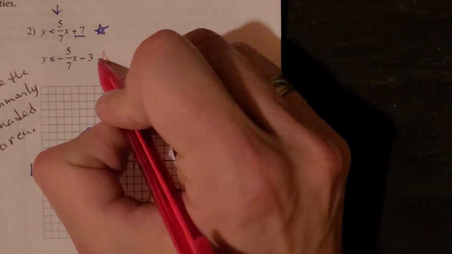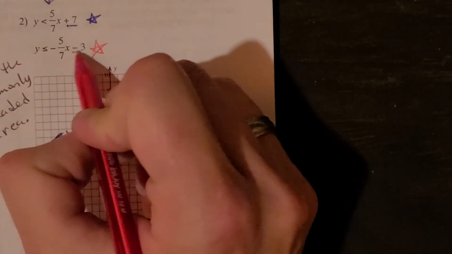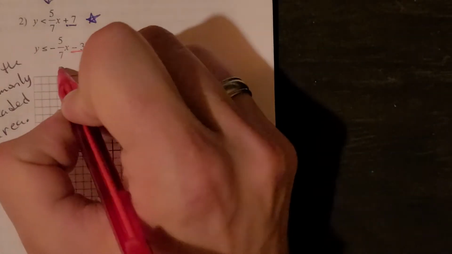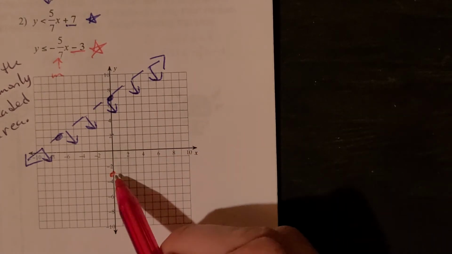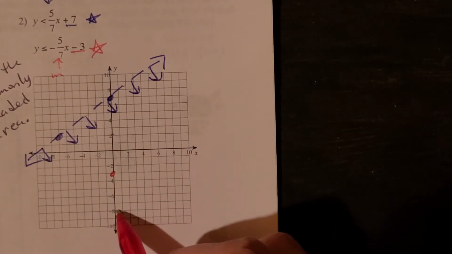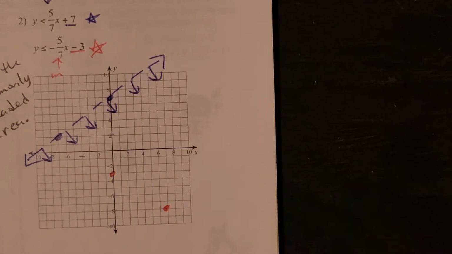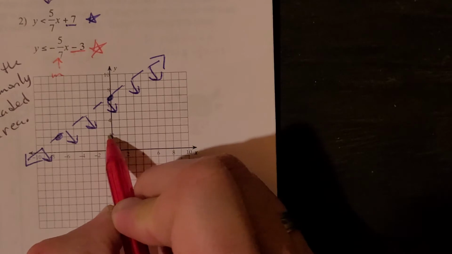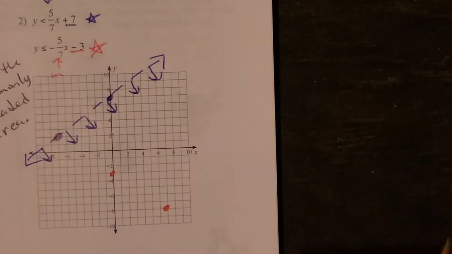Now I'm going to move to the bottom one, and I'm going to graph it. So we're going to start at our y-intercept, which is -3. And my slope here is -5 over 7, which tells me to go down 5 and to the right 7, which I can do. You also could go up 5, 1, 2, 3, 4, 5, and to the left 7. You could try and go up 5, left 7 again.